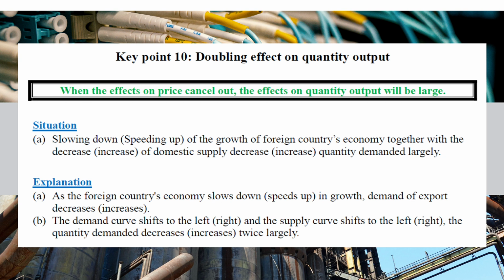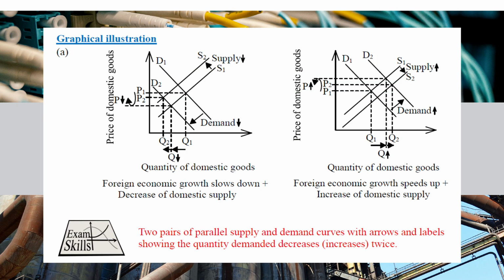So when there is a slowing down of growth in a foreign country, you get it quickly, right? The foreign country's economy gets bad, so the export demand drops, so demand drops and supply drops together, and the quantity will be lowered quickly. And the diagram is like this. Both S decreases and D decreases, and then the quantity shifts to the left.